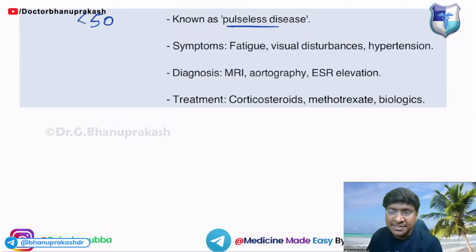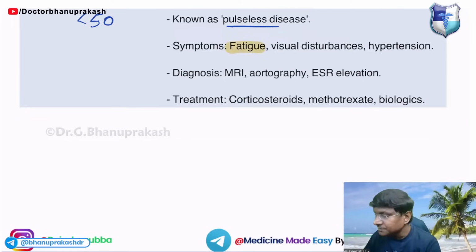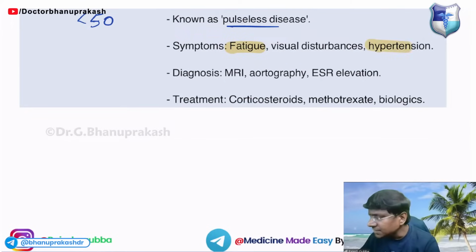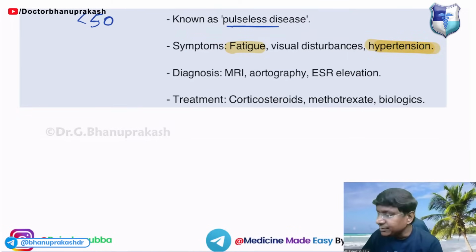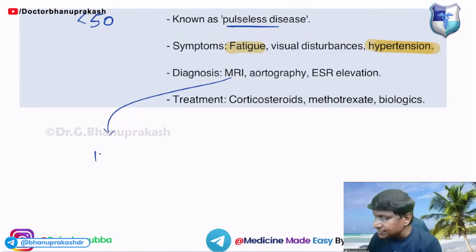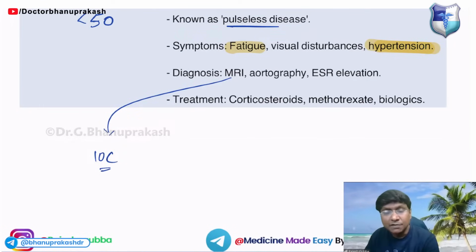And what are the symptoms in these individuals with Takayasu? Fatigue, visual disturbances, and hypertension. This hypertension is mainly due to renal artery involvement. Then how will you diagnose? The investigation of choice is MRI of the aorta, MR angiography. It's an inflammatory disorder, ESR will be elevated, and you need to give corticosteroids.